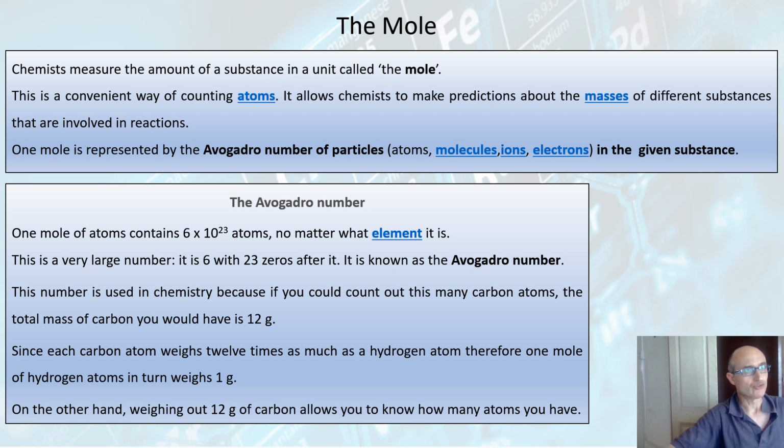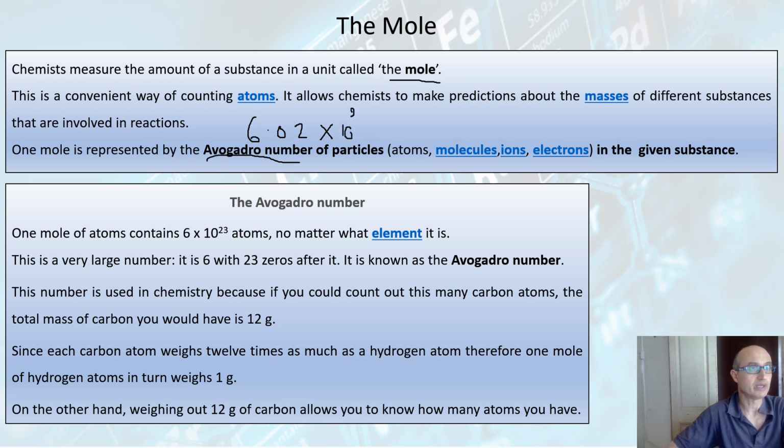Let us get back to the mole. We have to be very, very clear about the idea of the mole. The mole in chemistry is a quantity. It's a very, very large number. It is based on the Avogadro number, and the Avogadro number is 6.02 multiplied by 10 to the 23. So we have 23 zeros.